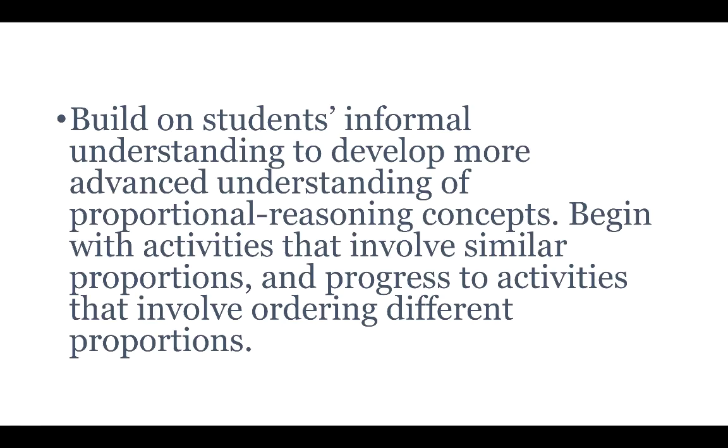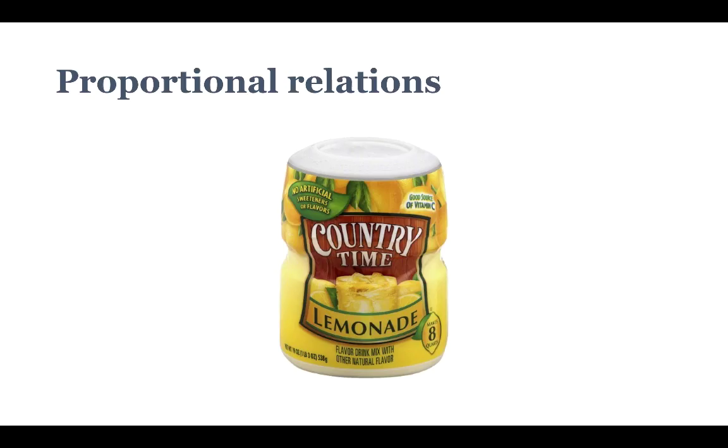So next, of course, building on students' informal understanding, we develop more advanced understanding of proportional reasoning concepts, right? Begin with activities that involve similar proportions, and then progress to activities that involve ordering different proportions. Let me give you an example. We can have a class discuss the number of students it would take to balance, yeah, I know it's old school, a seesaw. 1 or 2 or 3 adults on one end, etc.